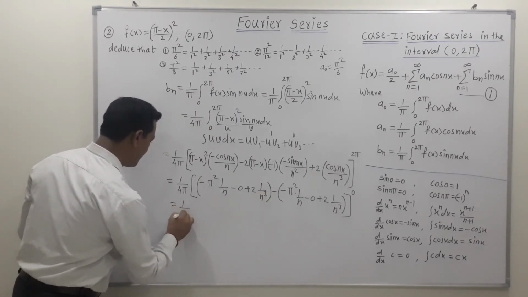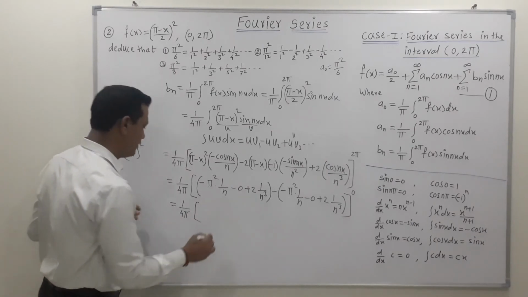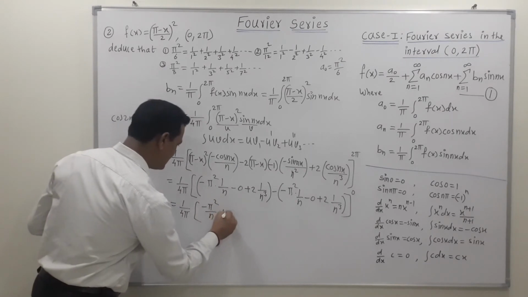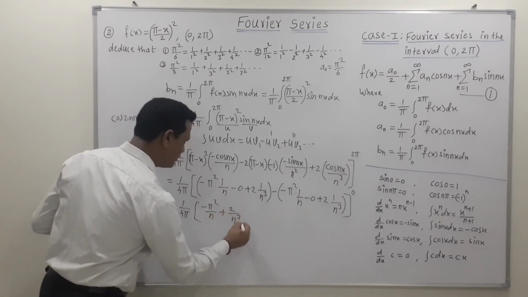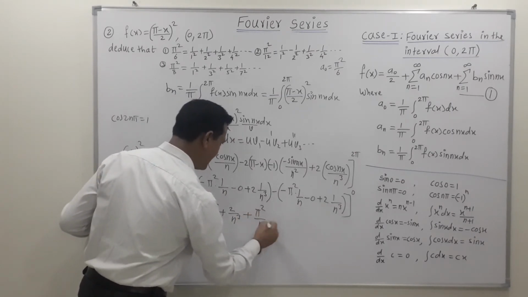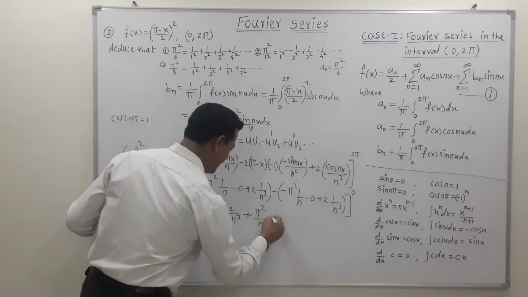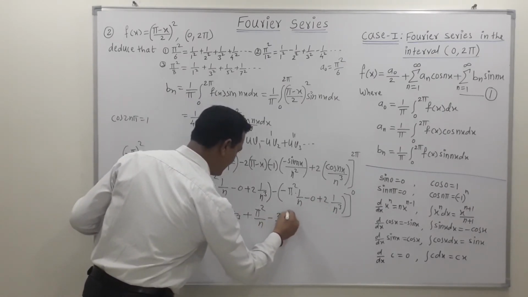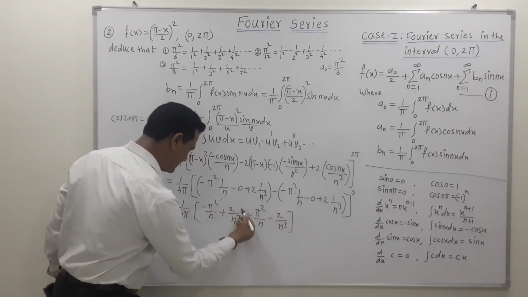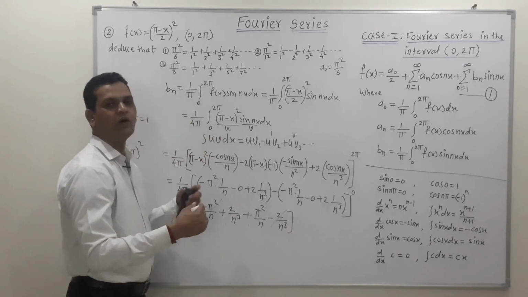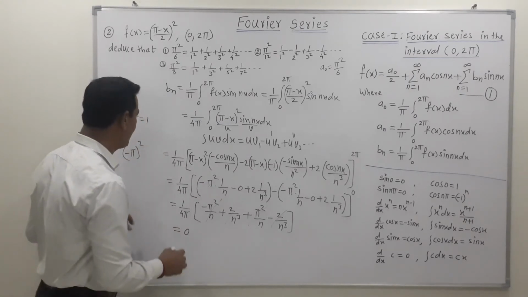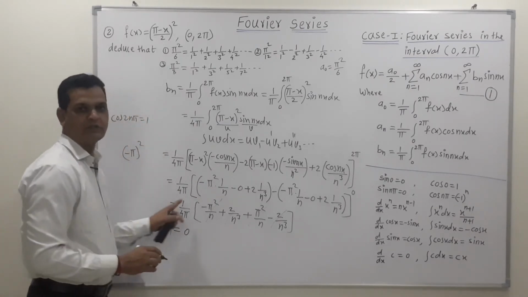So which is 1 upon 4 pi, then in bracket we get this as minus pi square upon n, this is the first term, then this is plus 2 upon n cube, then this is minus minus again plus, this is pi square upon n, then this is minus, then this is plus, we get this as minus 2 upon n cube. So now friends, observe that this is minus, this is plus, this is plus, this is minus, all terms will get cancelled. So now finally we will reach the answer for Bn as 0. So this is the answer of Bn.